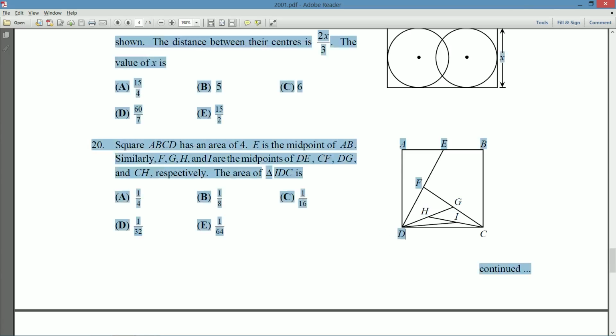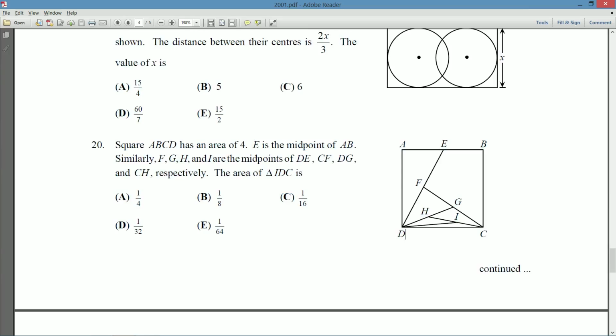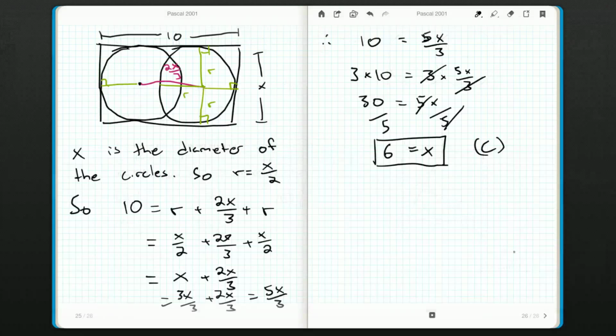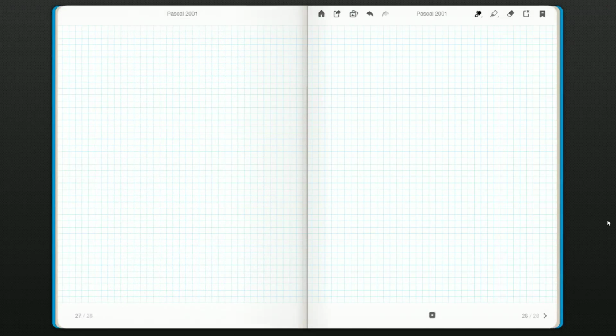Well, we have DC as a base, so if we started thinking about the 1/2 base times height formula, we'd be all set, because DC is the side length of the square, and as I blurted out immediately, we have a side length of 2. So if we knew the distance from I to the line DC, we'd be all set. Can we work that out? Well, let's draw the picture a little bit at a time and see what we can see. Not enough room there. I think we're going to have to get another piece of paper.